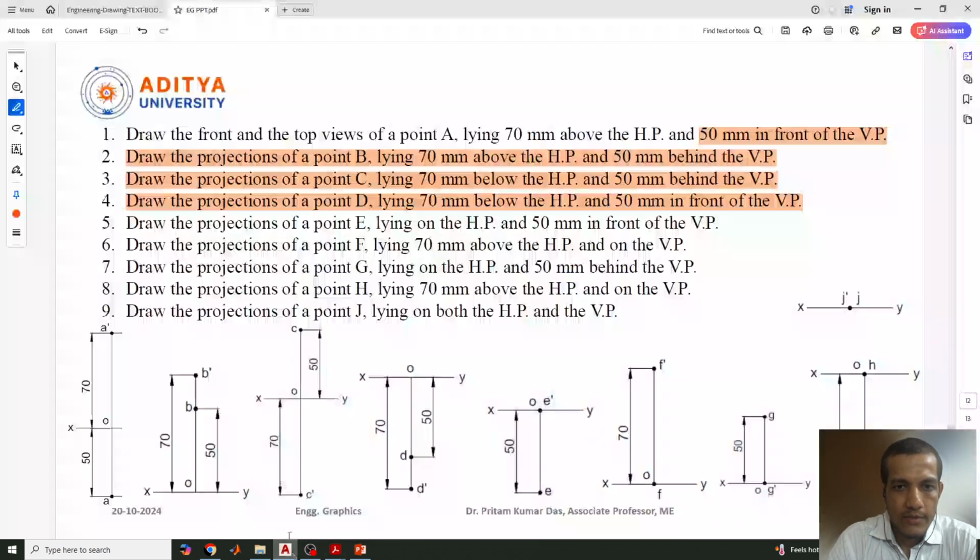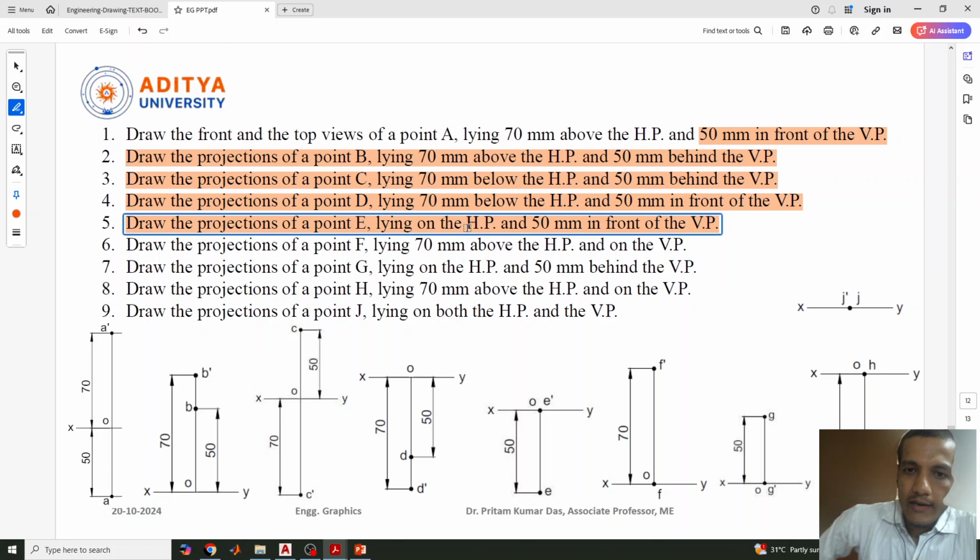Now the next question we'll see: draw the projection of point E lying on the HP and 50 mm in front of VP. So 50 mm in front of VP means first quadrant, and lying on HP. So the top view will be down and the front view will be on the HP itself, that means on the origin itself. So one point will be on the reference line, and another point will be below the XY line.